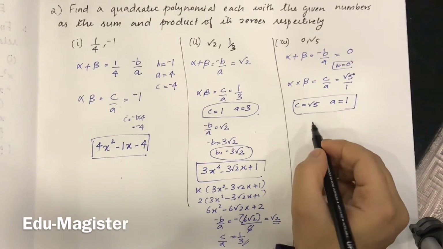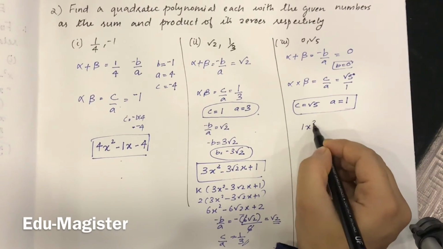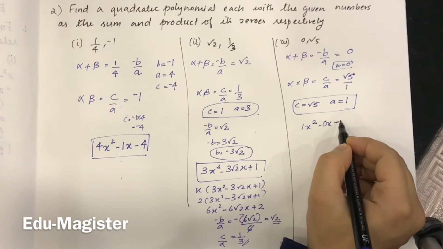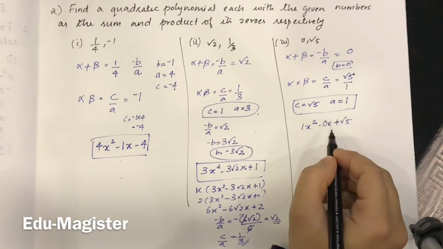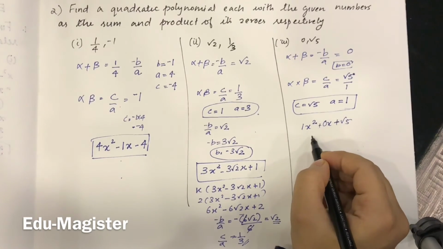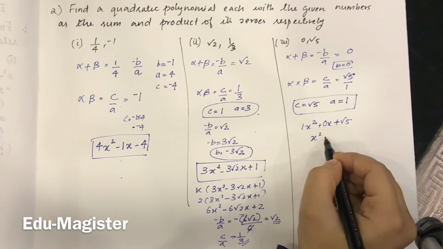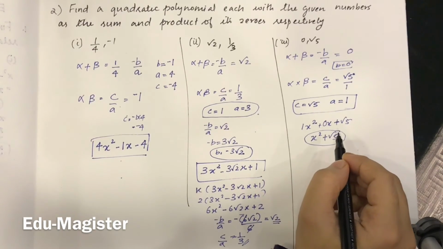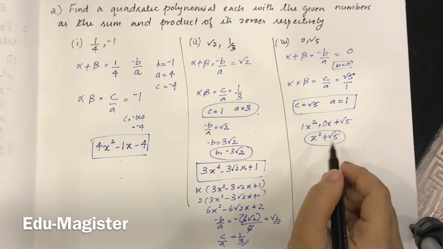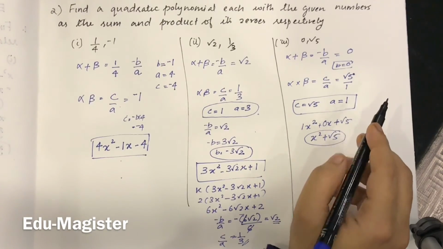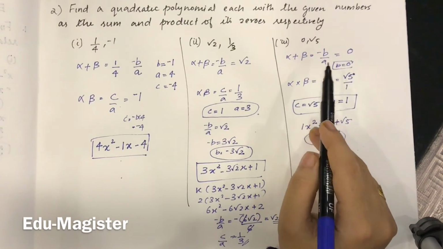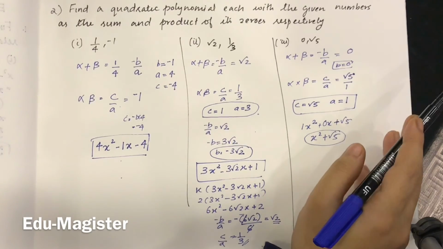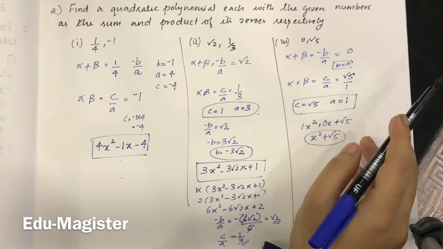So what will be our equation? 1x square minus 0x plus root 5, that is plus 0x, okay? So x square plus root 5. This is our equation. Similarly, you can solve the rest of the questions in the exercise. And the next topic is division algorithm for polynomials. It will be discussed in the part 4 video.